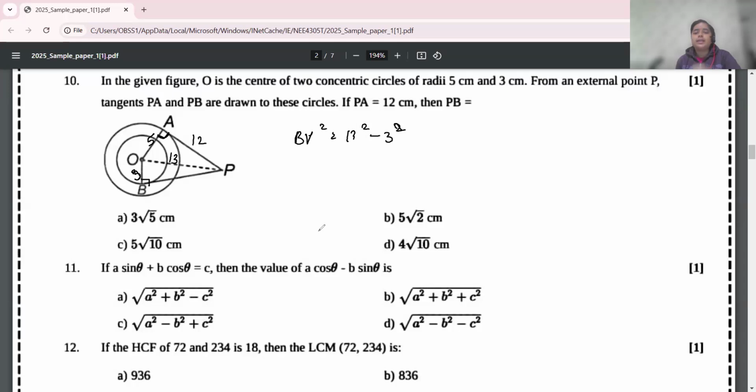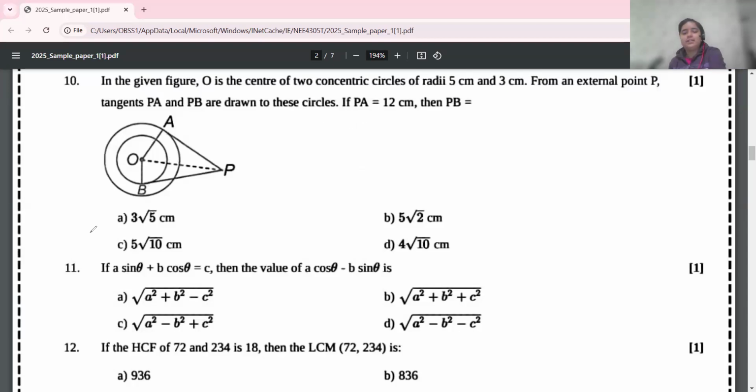13 square is 169. 169 minus 9 is 160. So BP is actually root of 160, which is 4 root 10. Option number D is the correct answer.